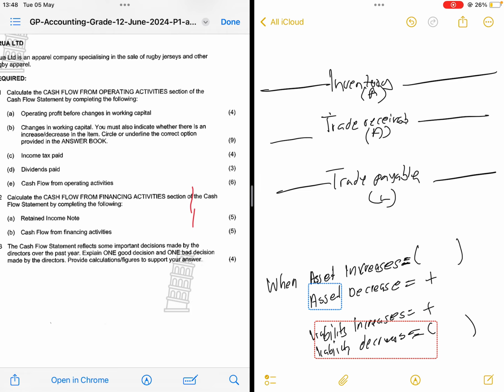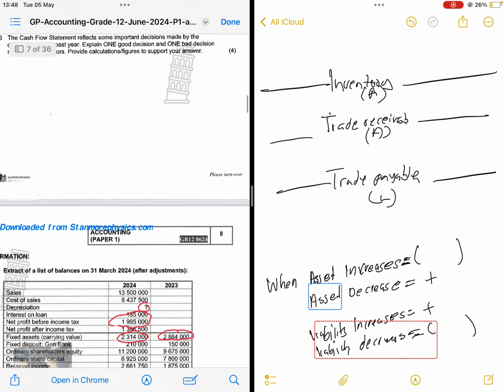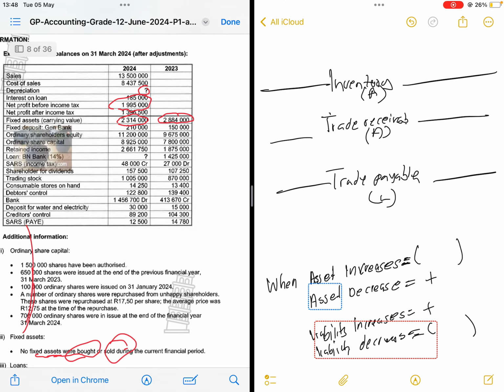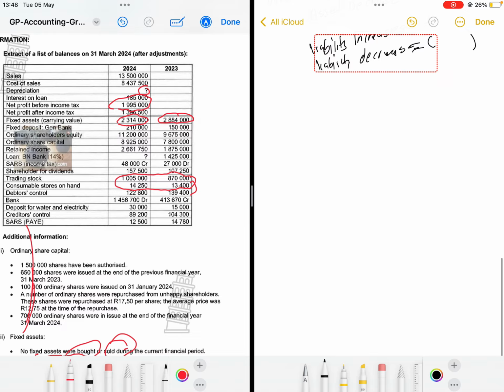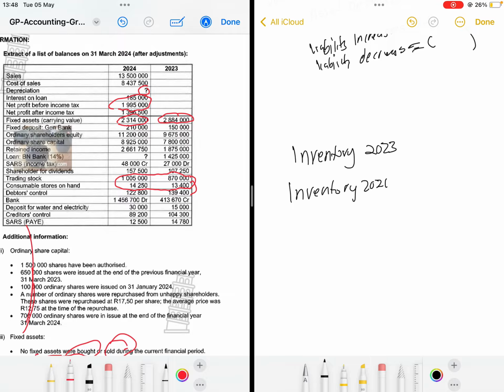Now, so far, I'm going to compare the inventory for last year and this year. Inventory will be the trading stock and the consumable stores on hand. So this is the inventory. Trading stock and consumable stores on hand. These ones. That is inventory. So I'm going to say inventory 2023, inventory 2024. Compare the two.